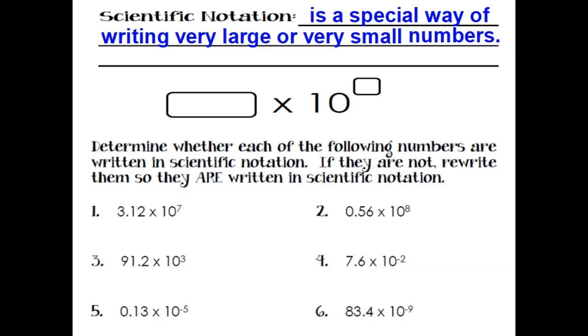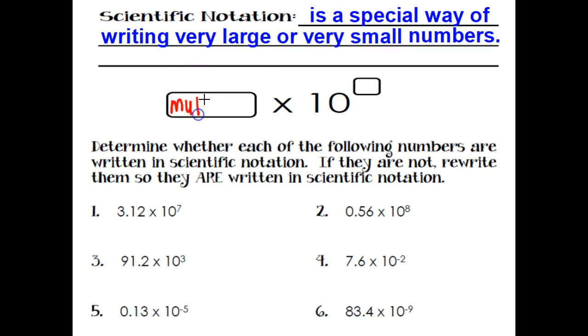Scientific notation, easy concept, many different pieces, but if you get it all together, you'll be fine. So scientific notation is a special way of writing very large or very small numbers. If you need to write that down, you can. You're supposed to. Whatever I don't finish in the video, you will do for homework.